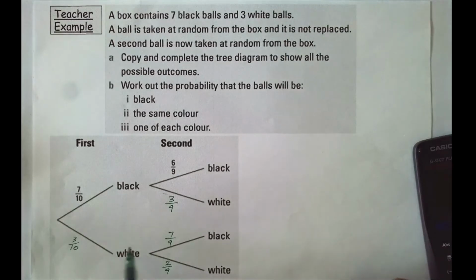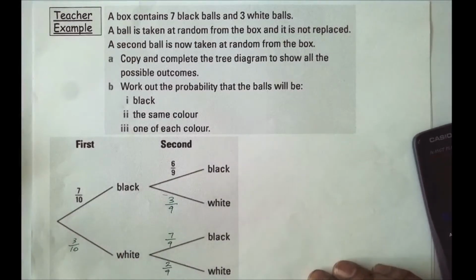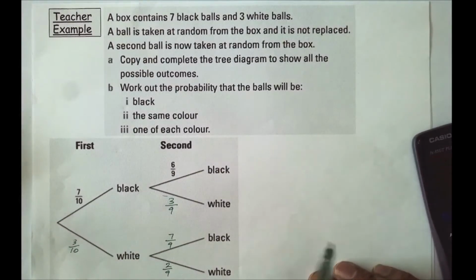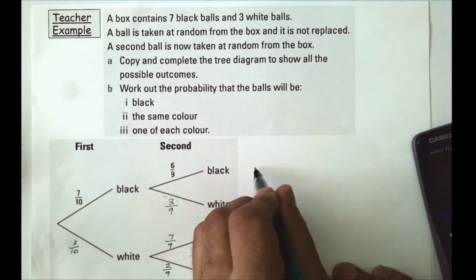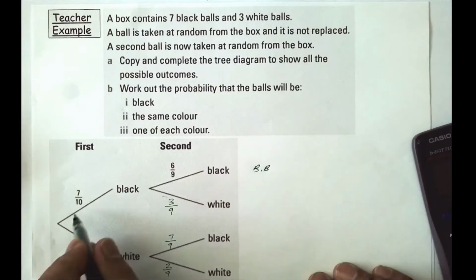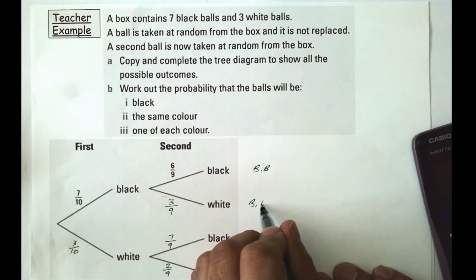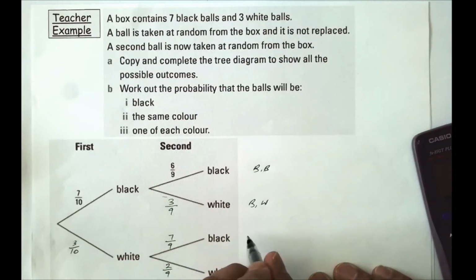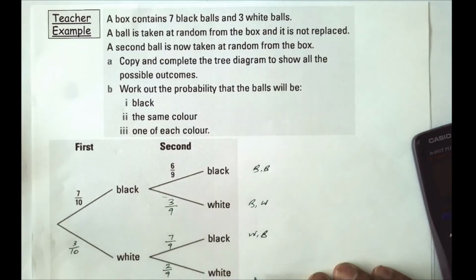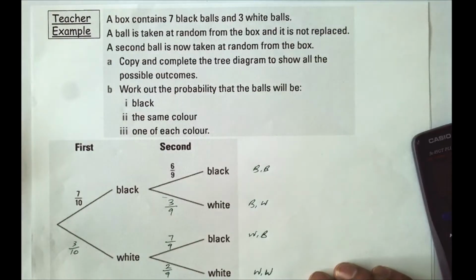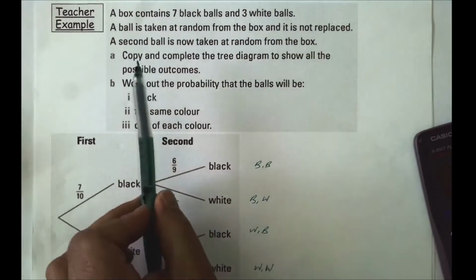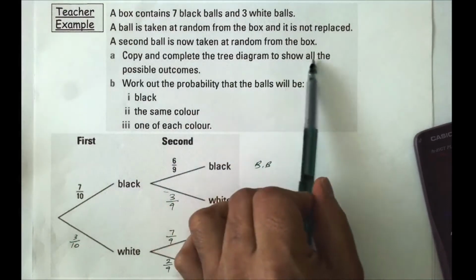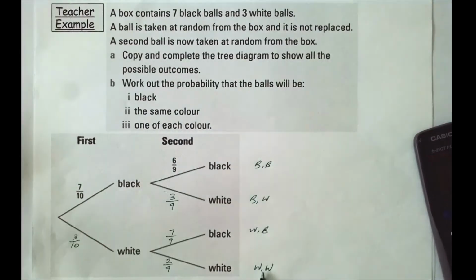And then once I've done the fractions on the tree, I can write down all my combinations. So here it can be black and black, black and white, white and black, and then white and white. Those are all the different combinations that you can have. So looking at the question, complete the tree diagram to show all the possible outcomes. Those are all the outcomes.